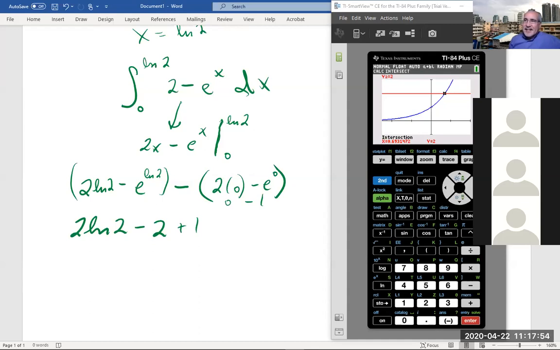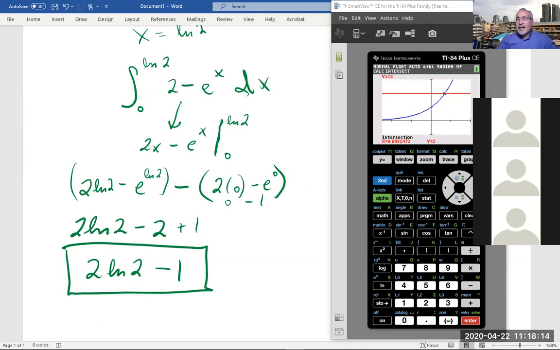This problem is wonderful. Yes, it is. It reminds you that the hard part of it all is the algebra. Yeah, we had to solve it. So our final answer, you get -2 plus 1. So what you need to put in is 2 natural log of 2 minus 1. That's what WebAssign will accept.